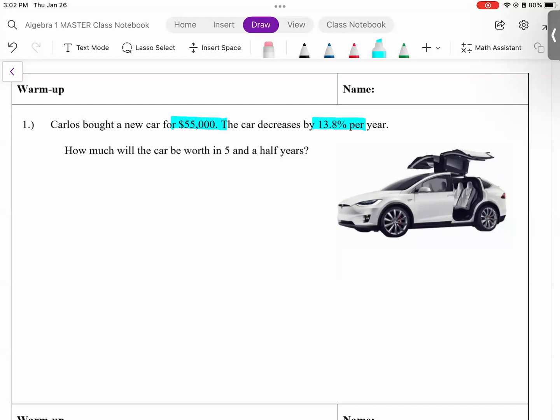All right, so el carro cuesta 55,000 y baja de precio 13.8% al año. We want to know how much the car will be worth in 5 years. So, ¿cuánto va a costar el carro en 5 años y medio? So, 5.5 years. Because we're losing value, we're going to be using the decay formula. Estamos perdiendo valor, so vamos a usar la fórmula para reducir.